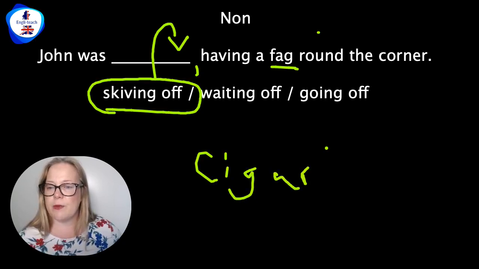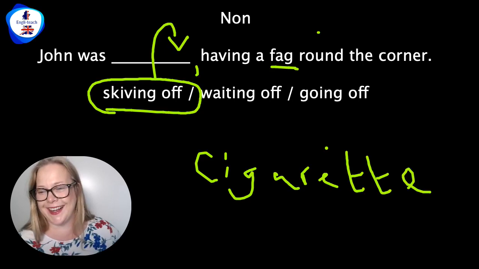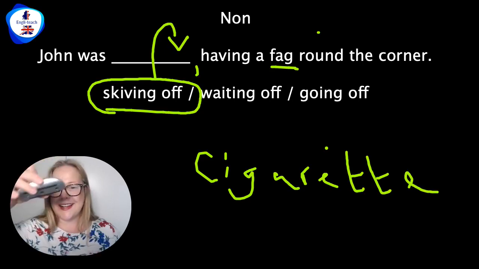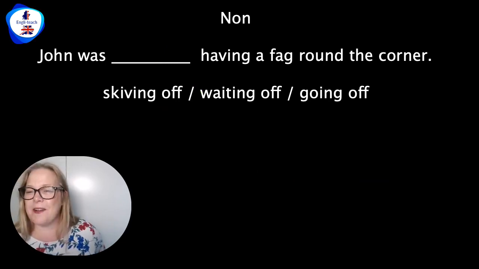I'm writing here with my mouse, so I don't actually write this badly in life. It's not that easy writing with a mouse. Okay. All right. So he was having a cigarette around the corner.